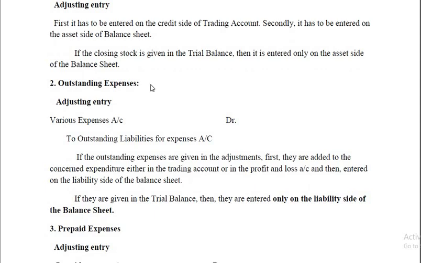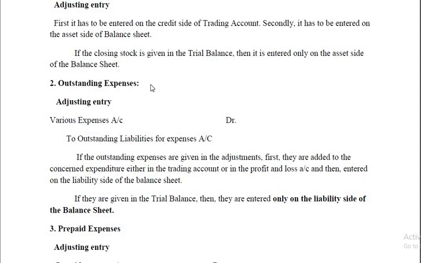Okay, outstanding expenses. These are expenses which have been incurred but not yet paid. For example, salary for 11 months might have been paid, so still one month's salary is payable. That's an example of outstanding expense. How is it to be adjusted? The entry is expense account debit to outstanding expense account. In other words, in our example, salary account debit to outstanding salary account.